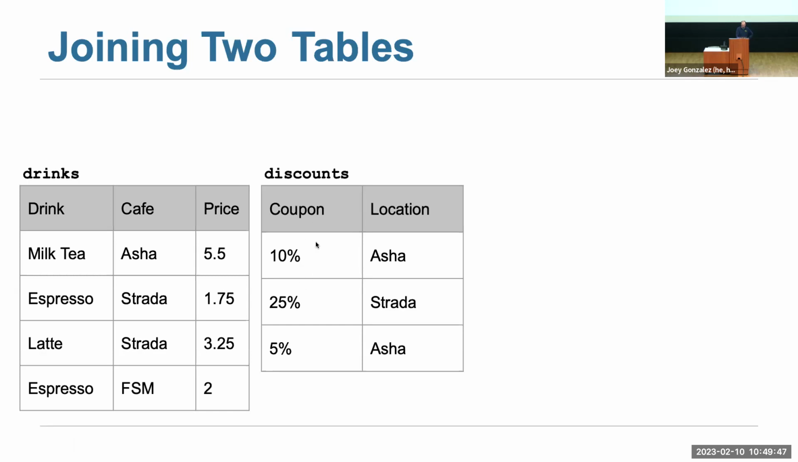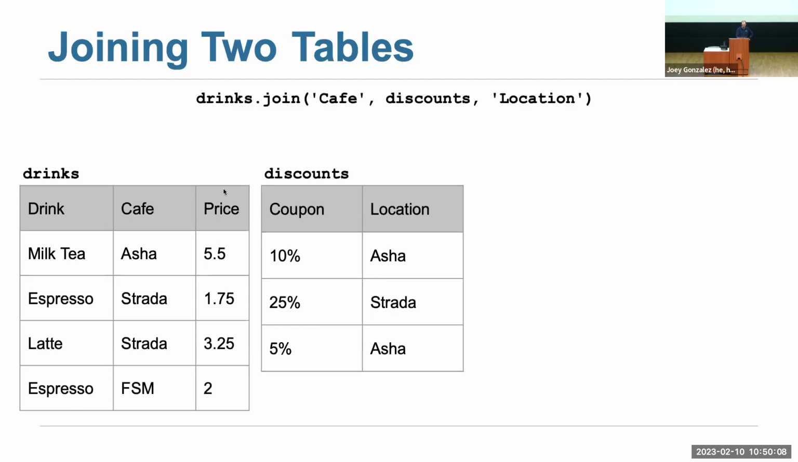I can't just take the coupon discount and stick it on the drinks table. That doesn't make sense. First of all, it's not the same number of rows. Second of all, maybe Asha lines up, Strata lines up, but this would be giving me the Asha discount for Strata. That's not right. So I need to connect these two tables, and the way I'm going to do that is with a join.